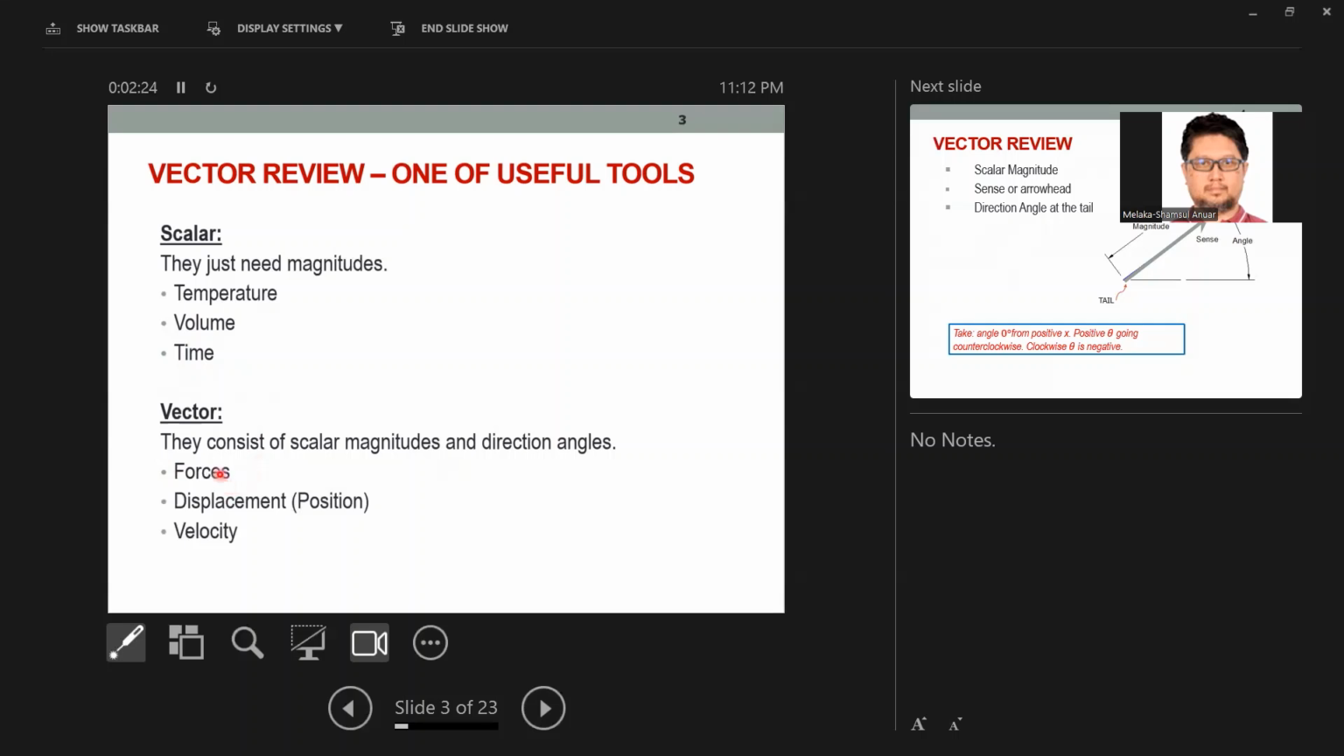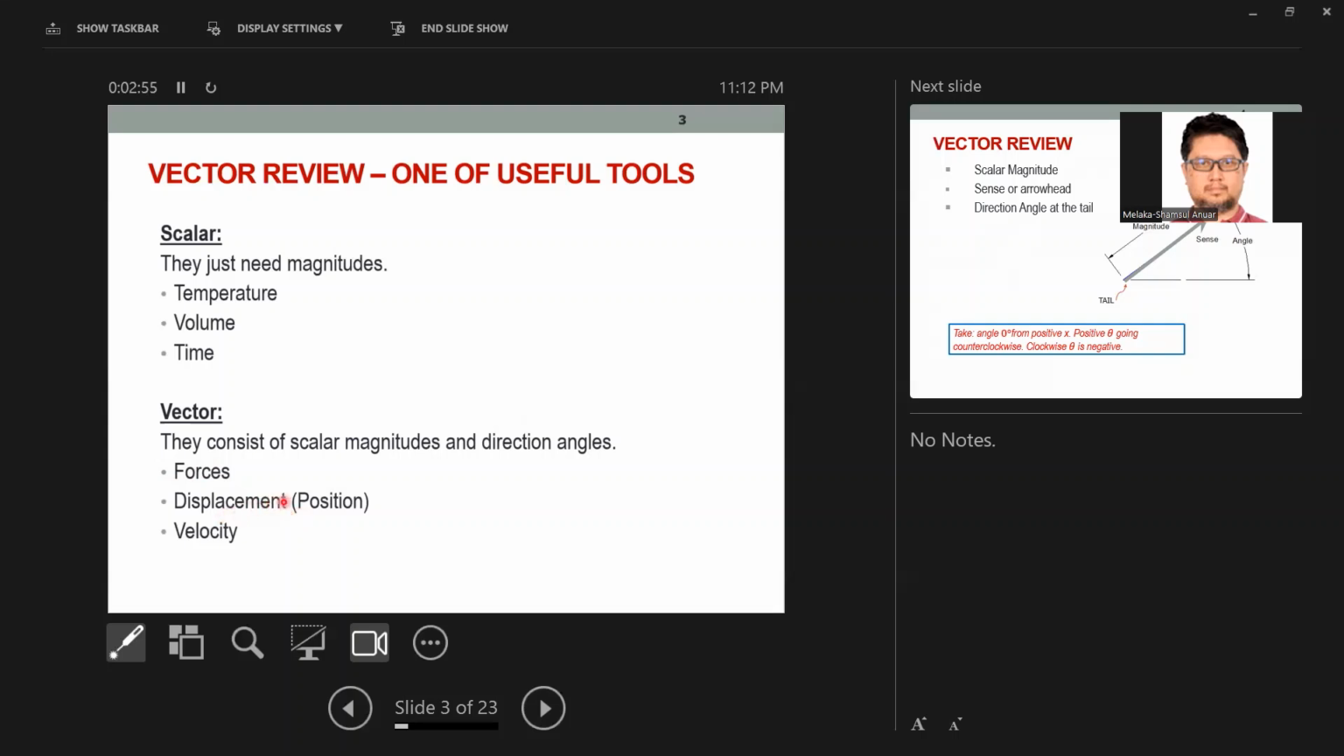Whereas with a vector, you must have the value and also the direction. So for example, with forces, if you want things to go up, that force must be pointing upward. Whereas if you have gravity, that force will be pointing downward towards the center of the earth.